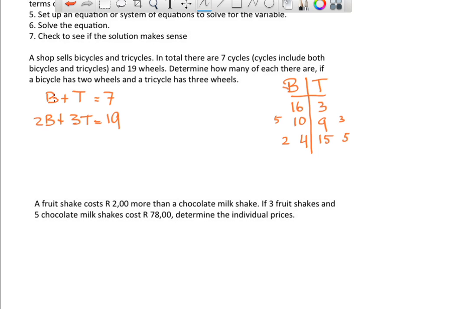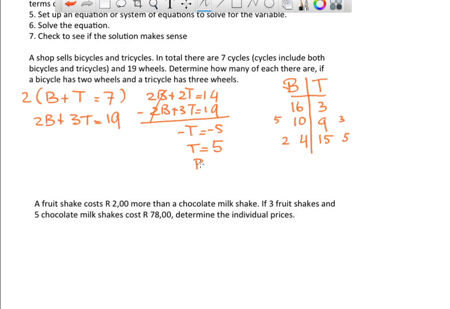Algebraically, I did want to finish solving this. So here, if I want to eliminate, I could do 2b plus 2t is equal to 14. So multiply the top one by 2. And then here I have 2b plus 3t equals 19. So if you subtract, you get 2 minus 3, that's a negative 1t, and 14 minus 19 is a negative 5. So the number of tricycles is 5. That means that the number of bicycles is 2. So there are 2 ways to do that. One algebraically, one sort of guess and test. And either one works fine.